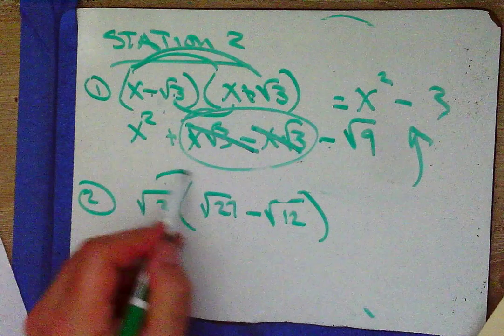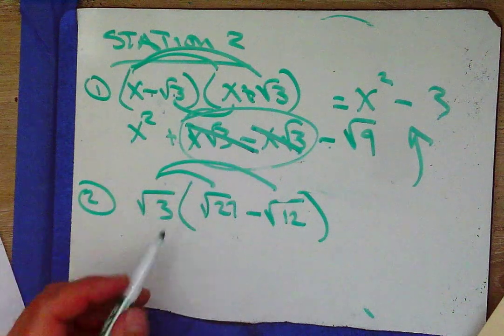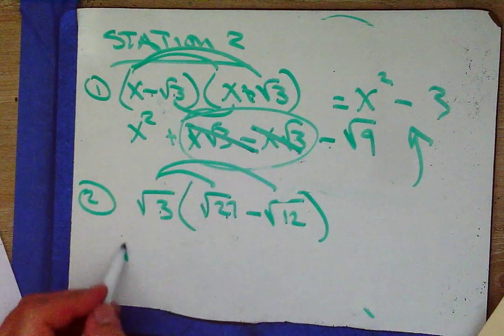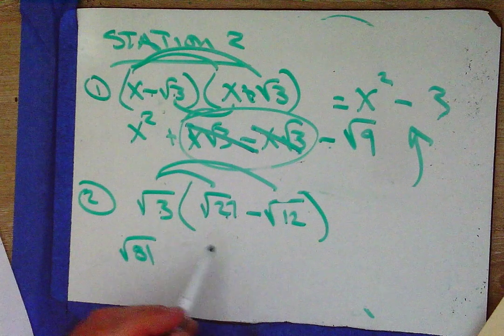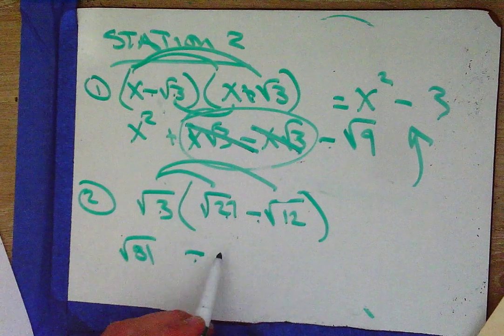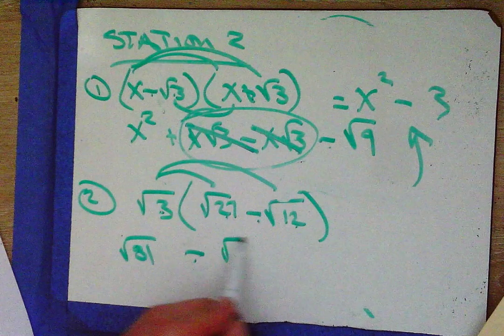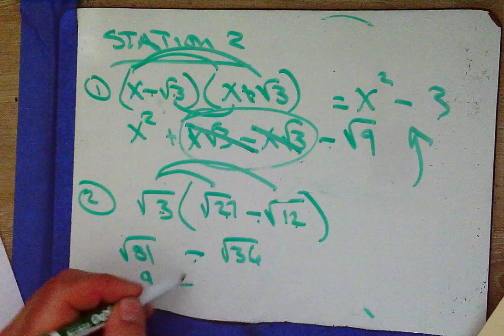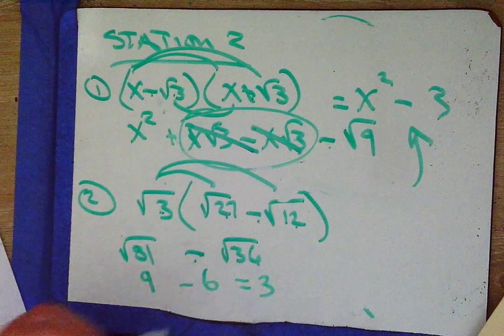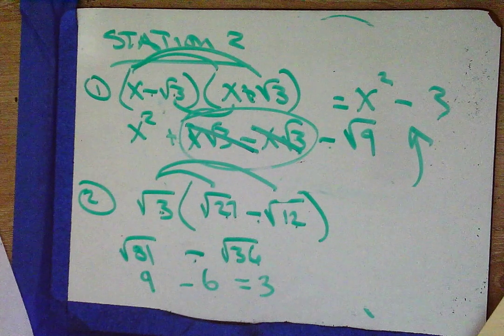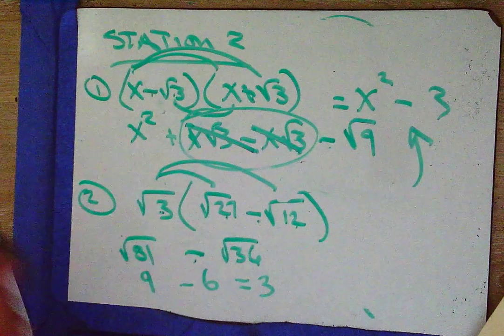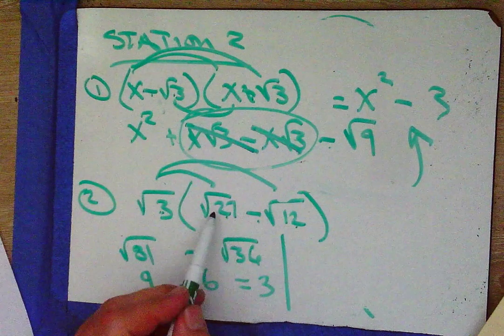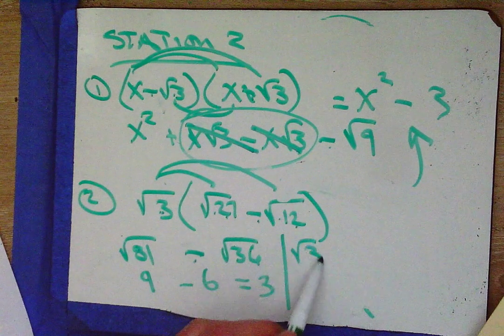Okay, my experience is that students like to do the distributing. So root 3 times root 27 is root 81, minus sign, and then root 3 times root 12 is root 36. Well, that's nice. That's going to be 9 minus 6, which is 3. That was pretty painless. What if instead of taking that approach, I had actually tried to simplify these first?